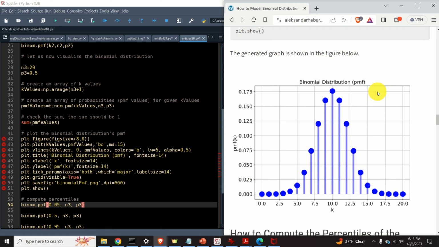Among a number of useful things that you will learn in this video tutorial, by the end of this statistics tutorial you will be able to generate a graph of the probability mass function of the binomial distribution. The graph is shown over here.